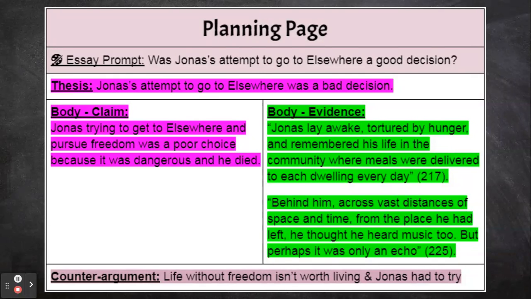You'll notice my body paragraph claim is essentially the same as my thesis. The only difference is I've added a reason. I've given a because, right? So if my thesis is Jonas's attempt going to Elsewhere was bad, my body paragraph claim is essentially the same. I'm just saying why. It was a bad idea because it was dangerous and he died. That's it. So it's just like your thesis plus a reason. That's your body paragraph claim.